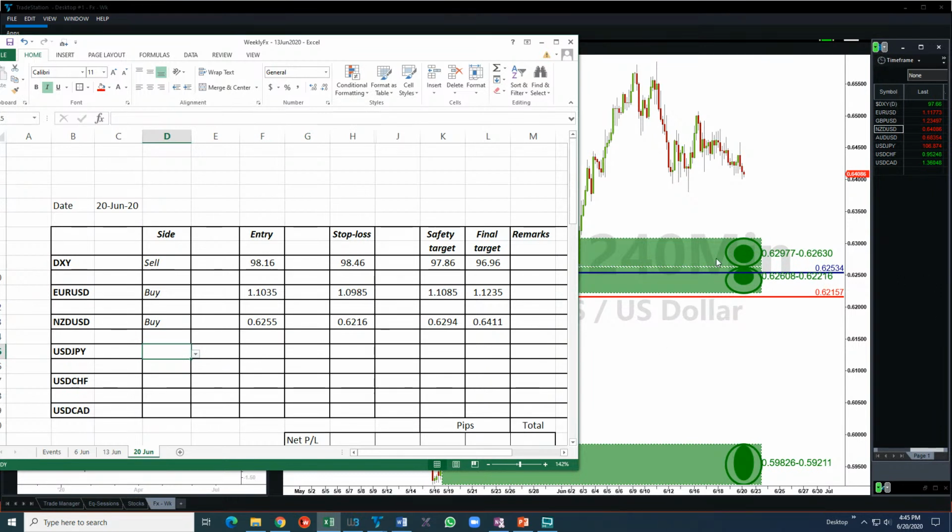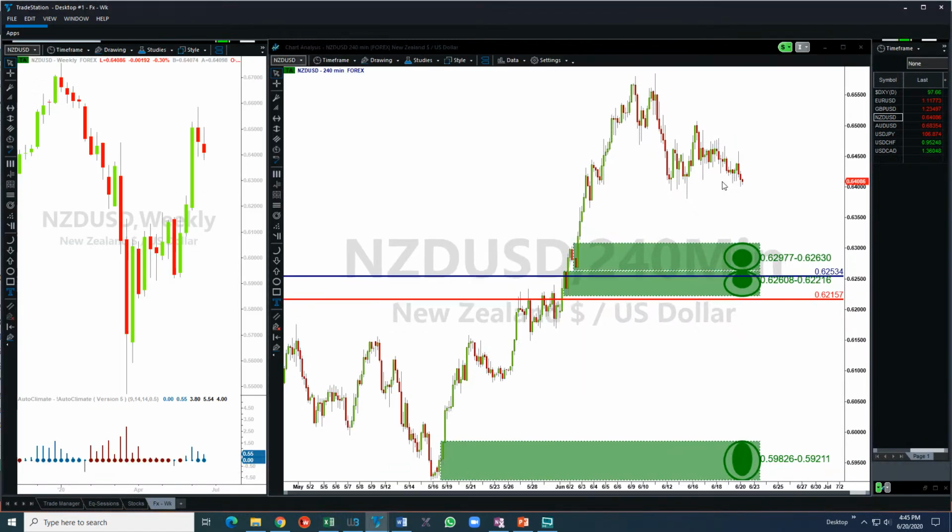6255, adding spread, 2 pips for spread, taking a stop at 6215. Okay. So that's the New Zealand dollar.